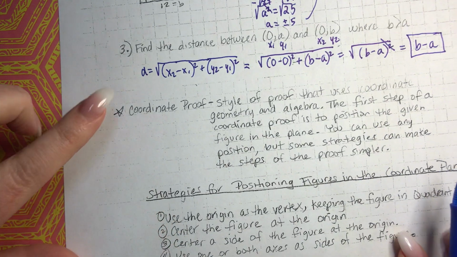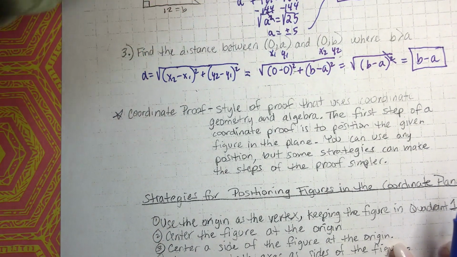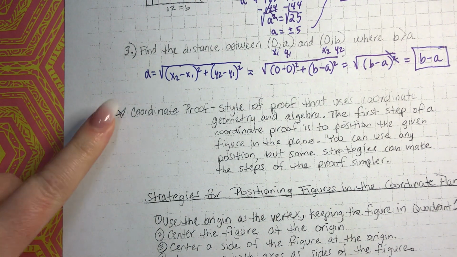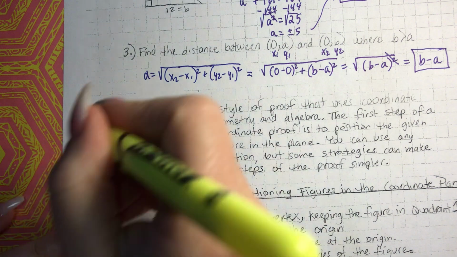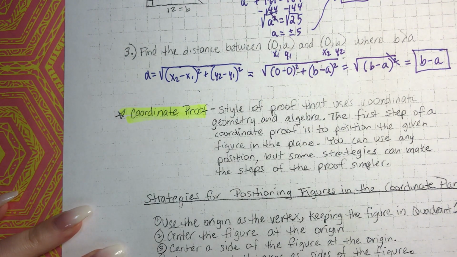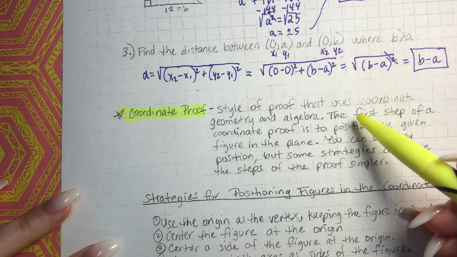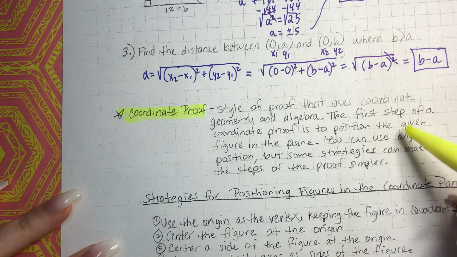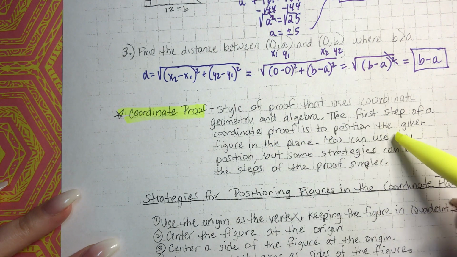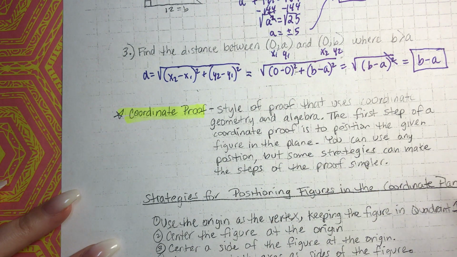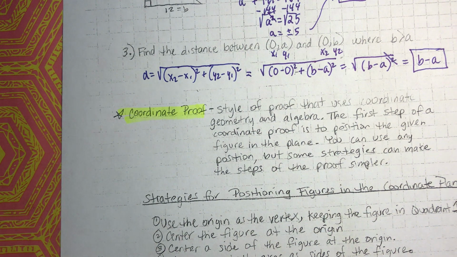So let's go ahead and look at what we're looking at. We're talking about coordinate proofs in this lesson. So a coordinate proof is a style of proof that uses coordinate geometry and algebra together. The first step of a coordinate proof is to position the given figure in the plane. You can use any position, but some strategies can make the steps of the proof simpler. So we're going to look at what some of those strategies are.